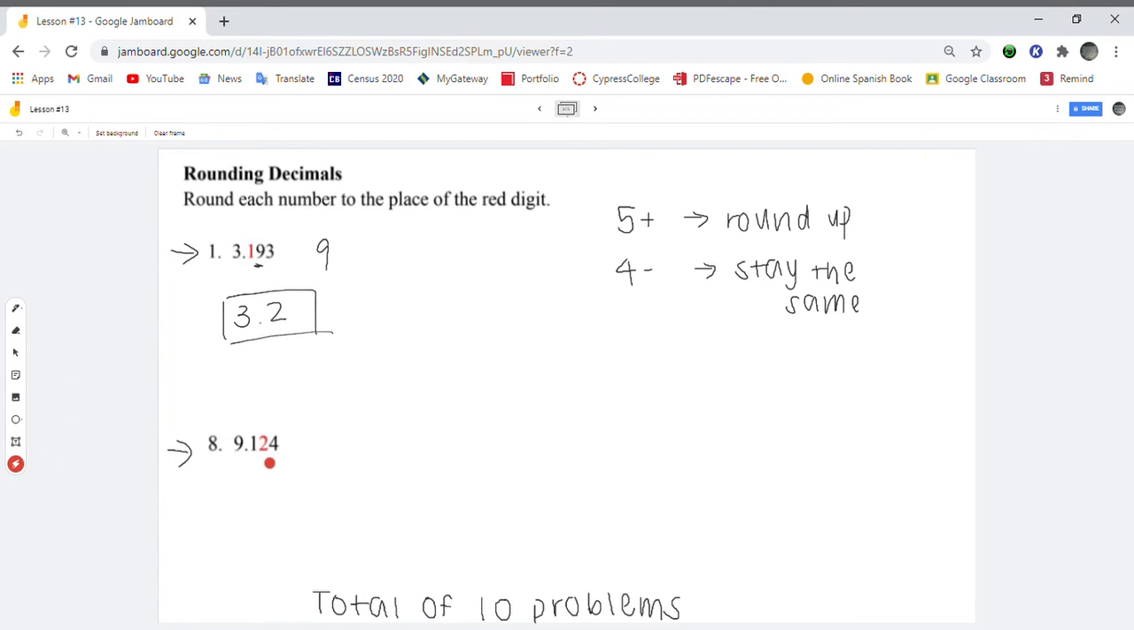Next, number 8. So we're going to look at the digit right after the red digit, which is 4. So we're going to use 4 to determine whether we round up or stay the same. And we know that 4 fits in the second category, so we're going to keep the red digit the same value. So you're going to end up with 9.12, and that's just it. So it's important to look at the number right after the red digit, and using these rules, you determine whether to round up or keep the red digit the same. And I showed you 2 different examples where you round up and where you stay the same.